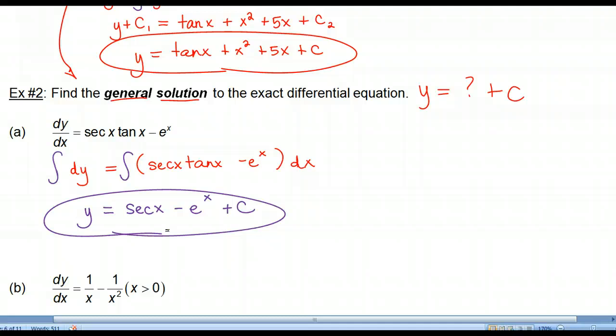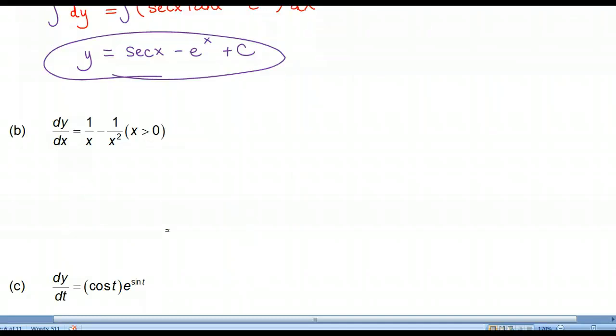Here, yes, I see what you're saying. You can just go to y equals and then the plus c. And I guess, to be honest, I'm okay with that.